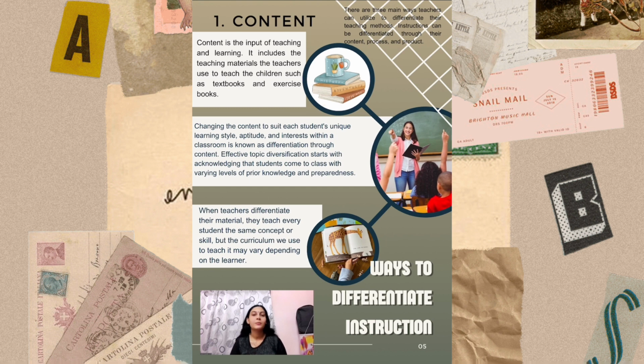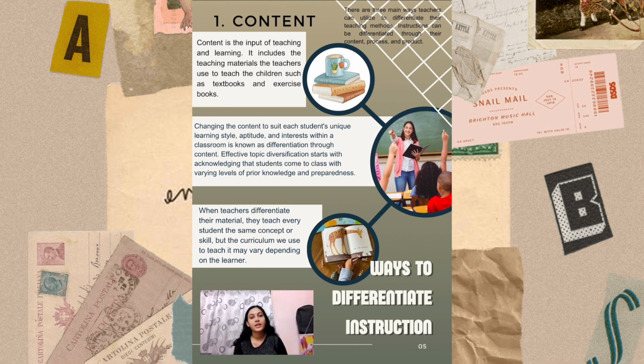I'm going to present the ways to differentiate instruction. There are three main ways to differentiate instruction, as we already know. The first one is content. Content is the input of teaching and learning. This content includes the teaching materials that the teachers use in the classroom, such as textbooks, exercise books, and any other paperwork that the teachers use. Differentiation through content means to change the content to suit each student's unique learning style, aptitude, and interest.